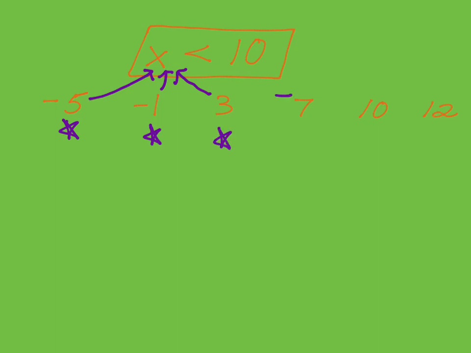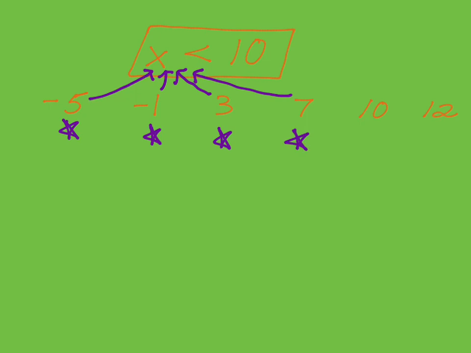So finally, let's say we have x is less than 10. And somebody comes along and says, okay, we've got all these choices here, and I want to know which one of these numbers would work in this inequality. So if I take -5 and put it in for x, is -5 less than 10? Yes, it is. That works. Is -1 less than 10? Yes, also works. How about 3? Is 3 less than 10? Sure it is. How about 7? 7's also less than 10.